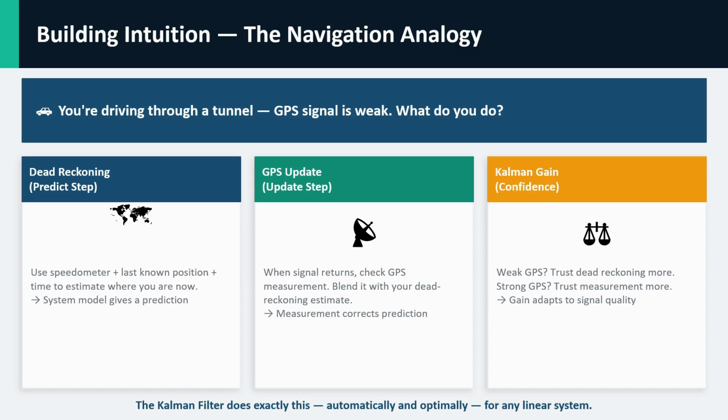That's the update part. Now, here is a critical question: how much do you trust the GPS reading versus your dead reckoning? If the GPS signal is weak and jumpy, maybe you weight your own calculation more. If the GPS is strong, you trust it fully. The trade-off is exactly the Kalman gain. The Kalman gain does this automatically, optimally, and continuously for any linear system.